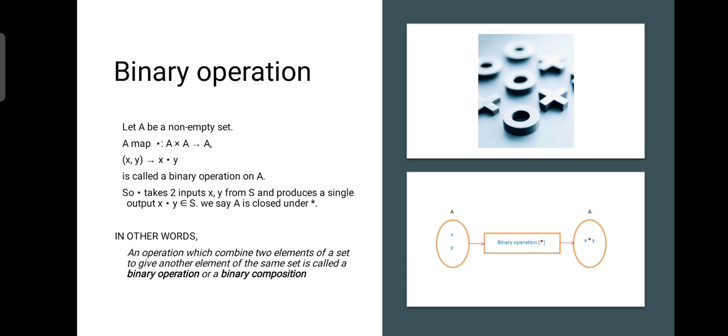What is a binary operation? We take a non-empty set A and define a mapping star from A cross A to A, such that (x, y) goes to x star y. If x star y belongs to the codomain A, then we say that star is a binary operation, and we also say that the set A is closed under the binary operation star. In other words, an operation which combines two elements of a set to give another element of the same set is called a binary operation. Binary operation is also known as binary composition.